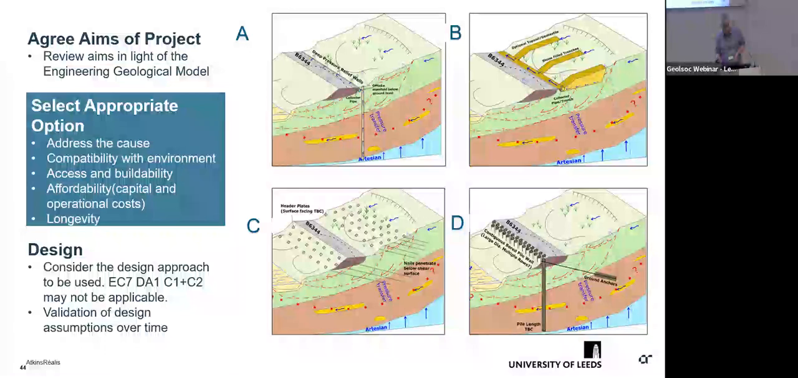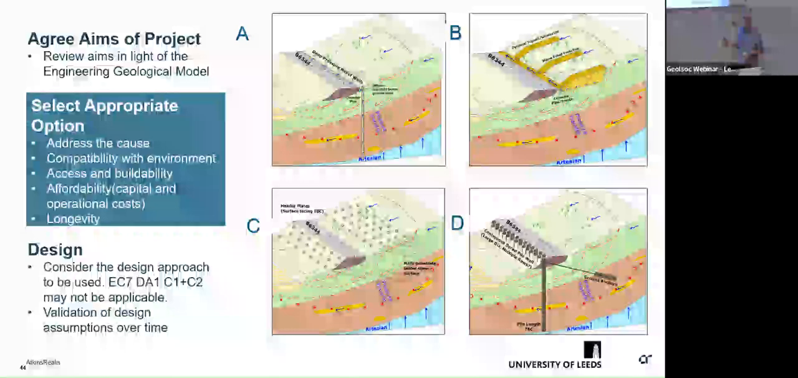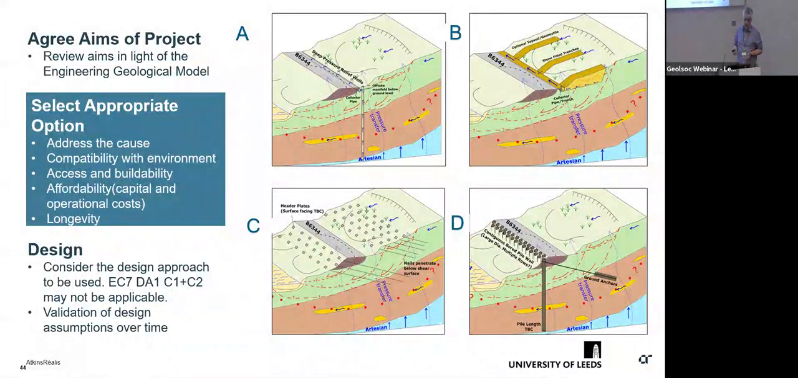And as I said, in terms of design, you've also got to consider what design approach to use. Can we get away with Design Approach 1, Combination 2, or do we need to go down one of the other approaches that Eurocode 7 talks about? Do we look at a betterment approach? Do we look at an observational approach going forwards and take that through? And obviously, over time, those design assumptions need to be validated.